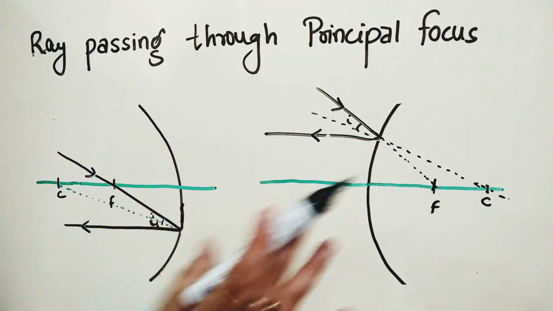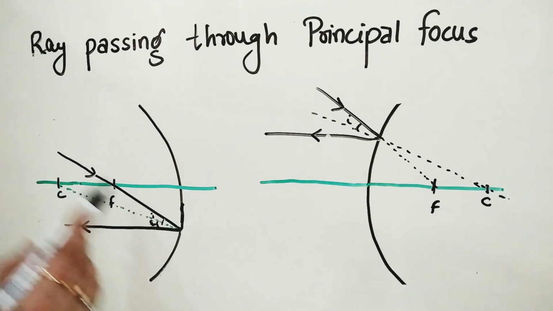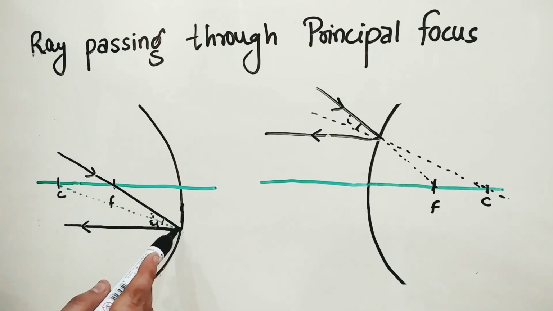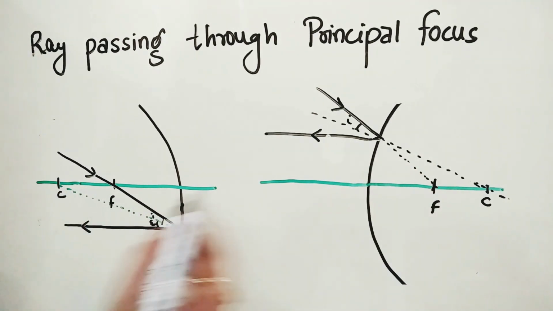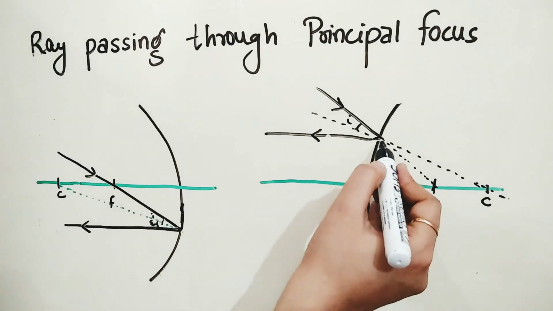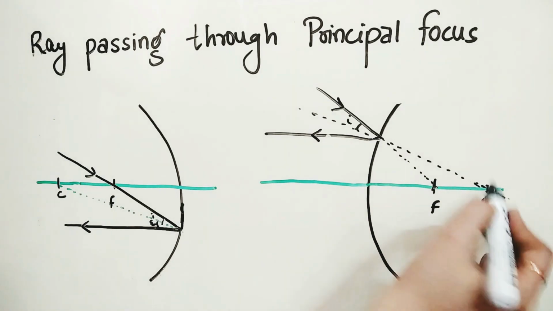In both the cases, the diagram is different but the concept is the same. Whenever a ray is passed through the principal focus, it passes parallel. The important point is to draw the diagram properly and easily: extend this line till focus and extend the normal to the center of curvature.